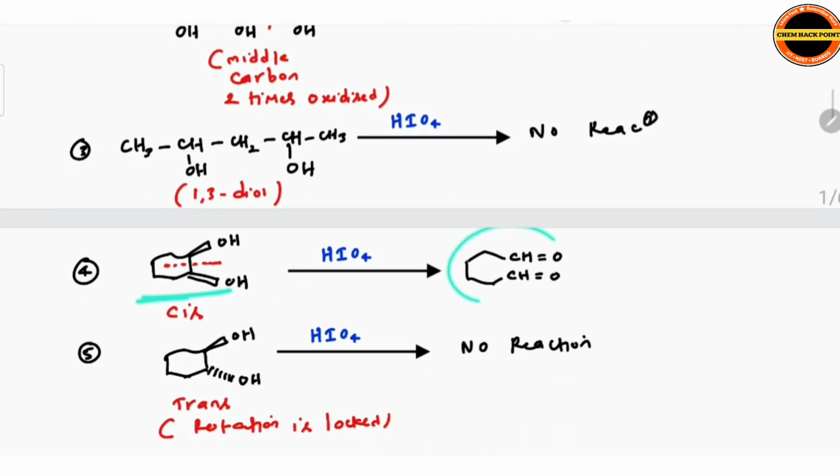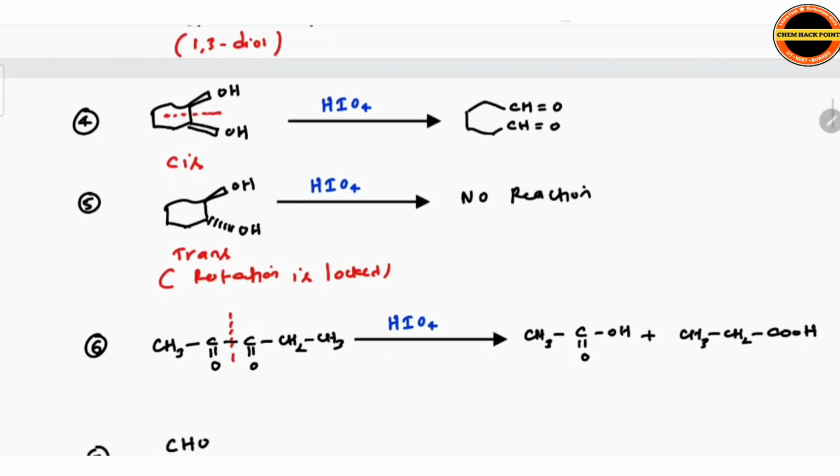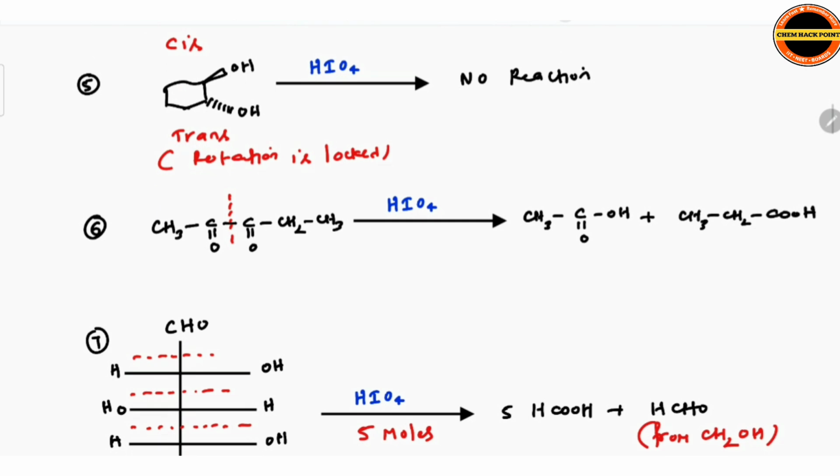Cis diol reacts to form, here, break the bond, CHO, CHO. In trans, rotation is locked, so trans will not show any reaction with HIO4. In this case, what are we getting? Break it: COOH, here also CH3, CH2, COOH. What you have to do? Just break it and add OH.